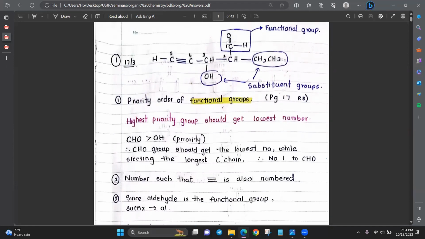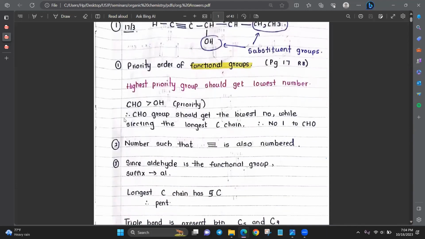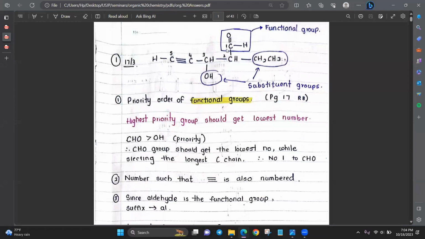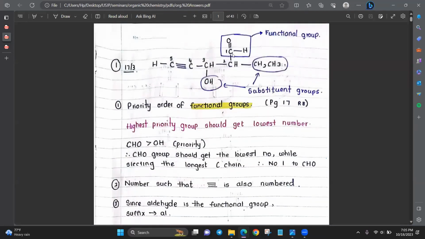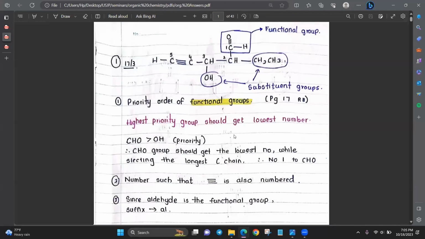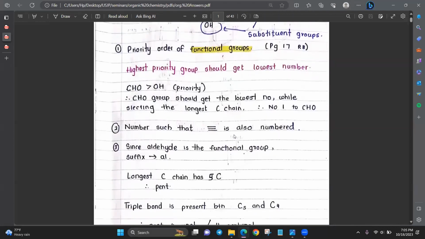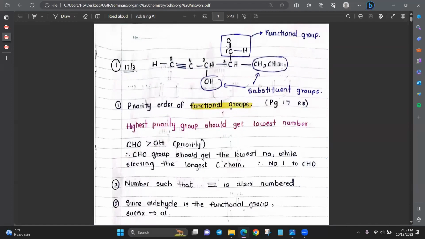Not carboxyl group. This is the aldehyde group. I'm sorry, this is not carboxyl group. This is aldehyde group. So, it is having a higher priority than the hydroxyl group. Therefore, it is getting the lowest number, number 1. While selecting the longest carbon chain, this is the longest carbon chain. So while selecting this longest carbon chain, we are putting the lowest number to the highest priority functional group. Got it? Okay, so number 1 there.